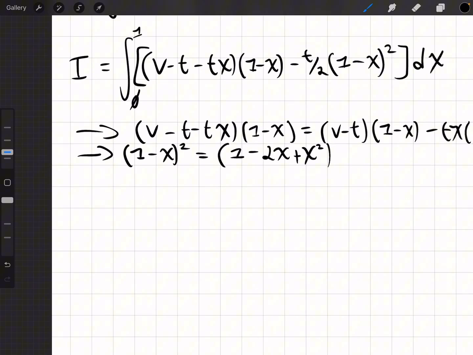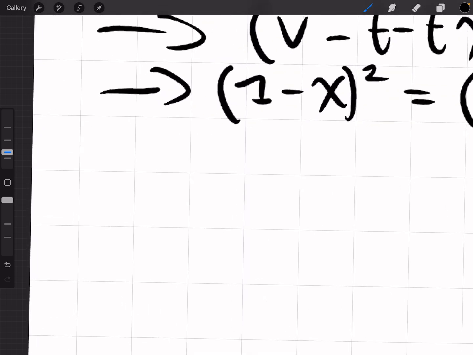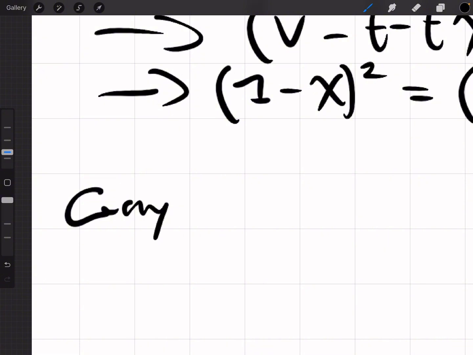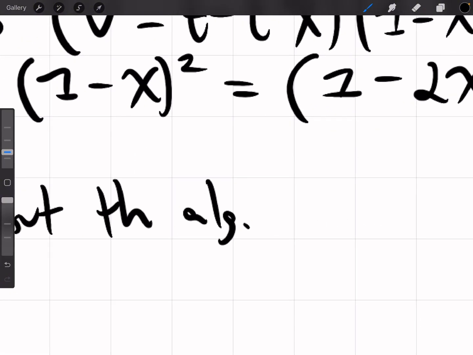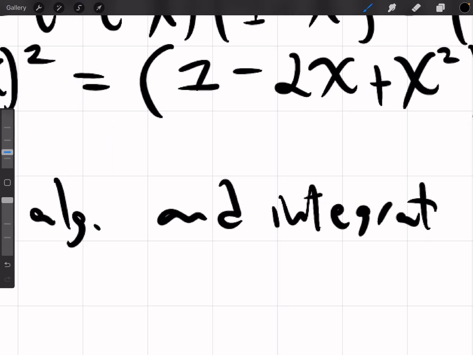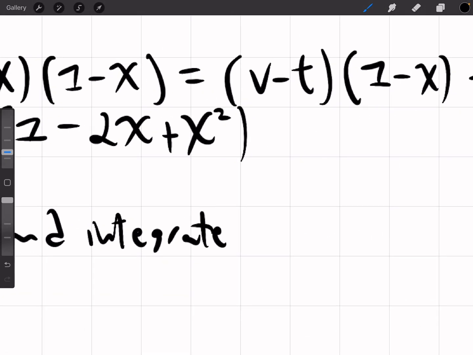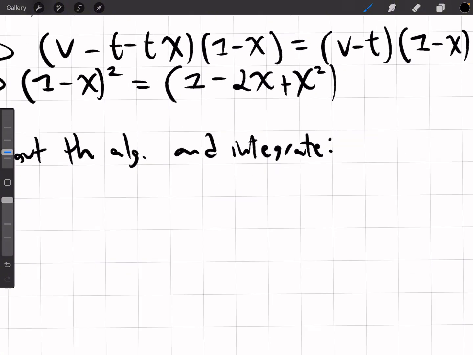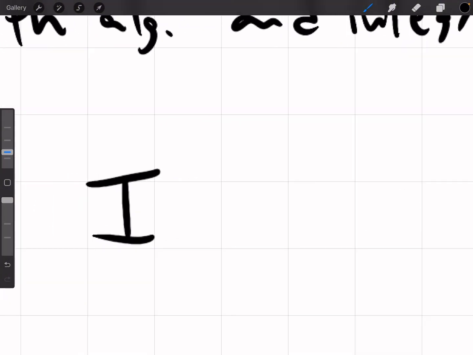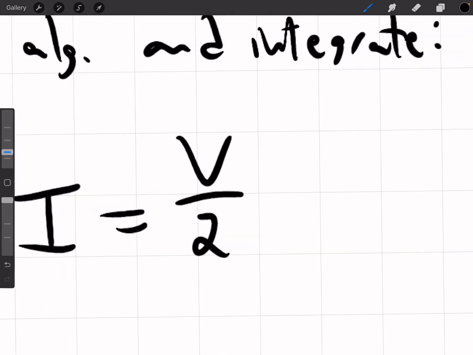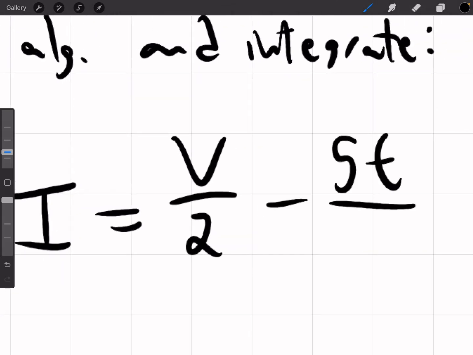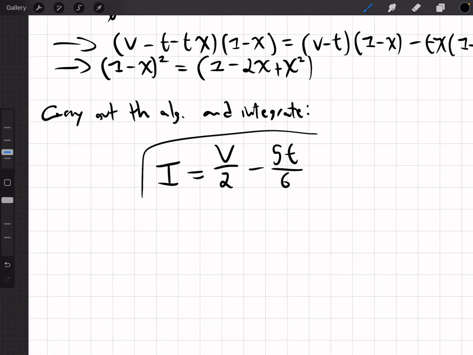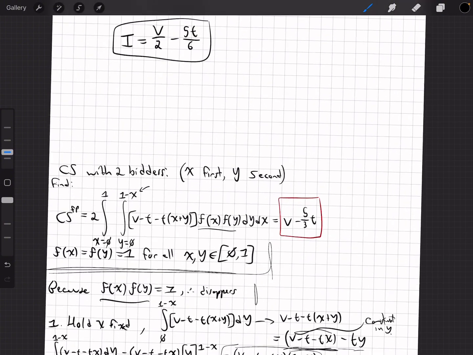So at this point, I'm just going to tell you, carry out the algebra and integrate. I'm just telling you to do that because quite frankly, I don't want to. This will give you, so you can check your result because I'm lazy, this will give you this. And if it doesn't, you've done something wrong. And I hate to be the bearer of bad news. You've done something wrong if you don't get this. This is not the answer we want.